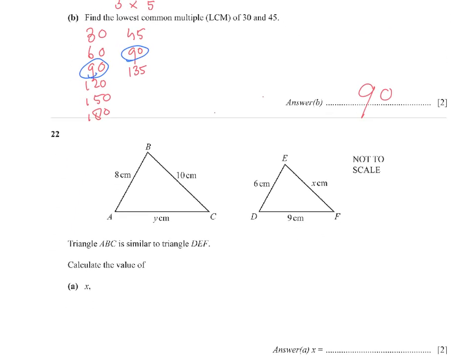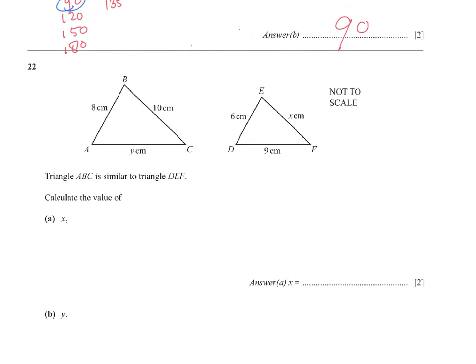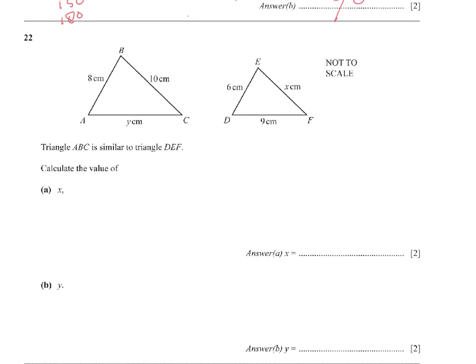Very nice. Question 22. It must be similarity. What did they say? Triangle ABC is similar to DEF. Okay, it's important that the order is important. AB, therefore, corresponds with DE. BC corresponds with EF. Check explainingmaths.com, where I explain that with a lot of videos.